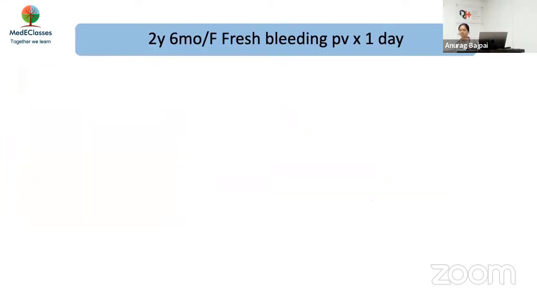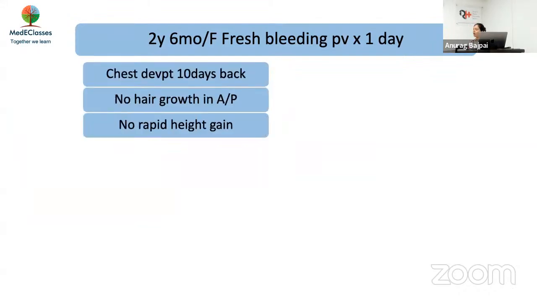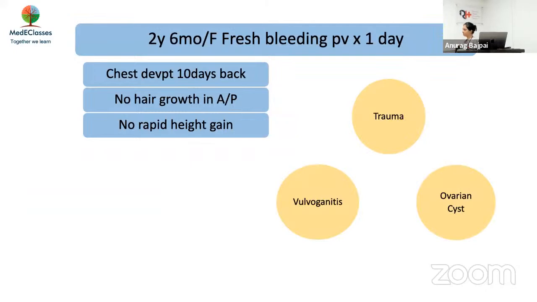The first case is much similar to the case already described by sir. We had a 2-year, 6-month-old girl who presented to us with fresh bleeding per vaginum for one day. History-wise, the mother told us that she had noticed chest development for the last 10 days. However, they had not noticed any hair growth in the axilla or pubic area. And she gave no history of a rapid height gain noticed in the child in the recent past. So just by the history, it looks like a peripheral precocious puberty that has happened in this girl.